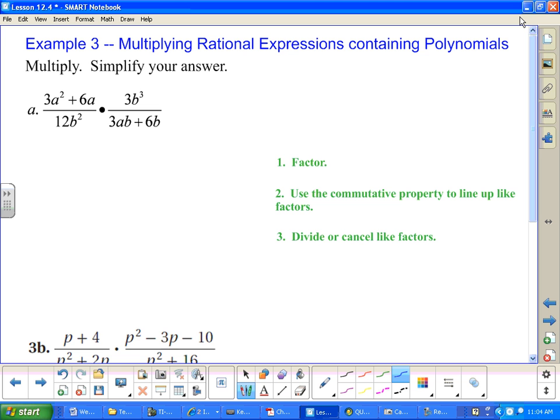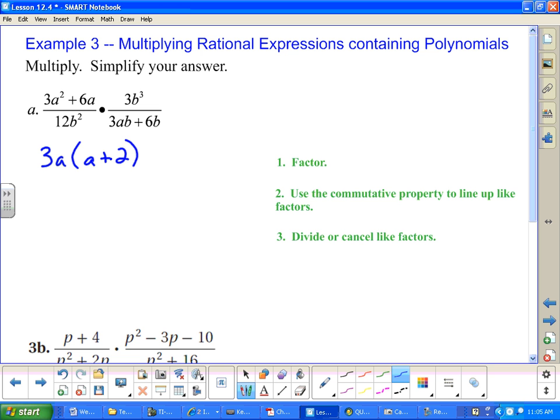So we will factor where we can, and use the commutative property to change the order if you want to. You don't have to. And then we are going to do our dividing or canceling. So if we look at this first example here, we have 3a squared plus 6a. Do they have anything in common? 3a, okay? So we have 3a times a plus 2.